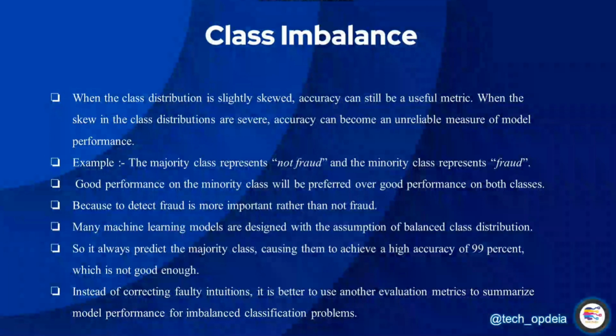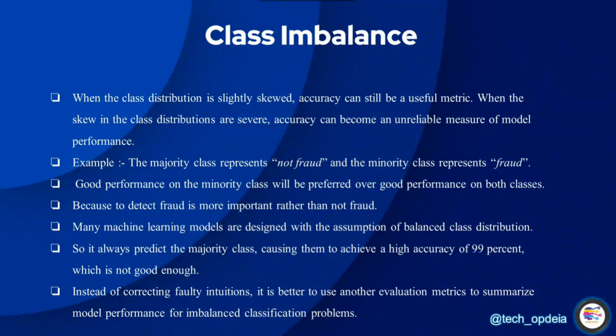For example, if we take a fraud dataset, the majority class represents not fraud transactions and the minority class represents fraud transactions, because fraud usually does not happen. Generally all transactions are not fraud, and in rare cases fraud happens. So there is a class imbalance in the fraud dataset.